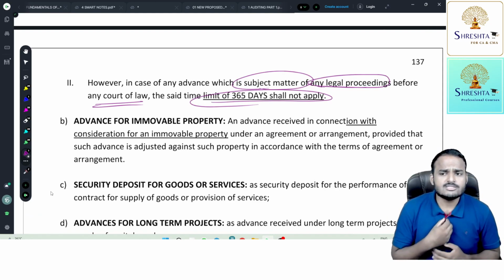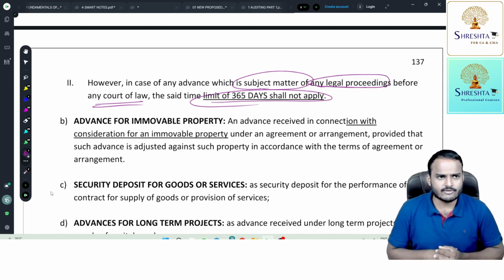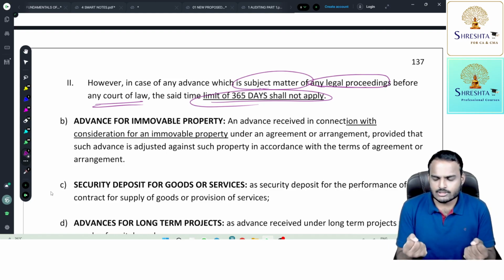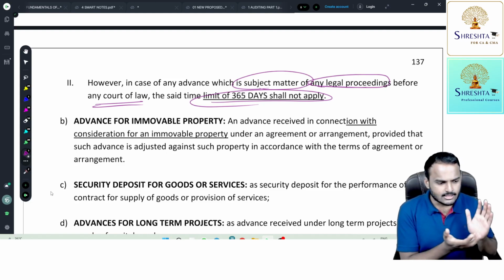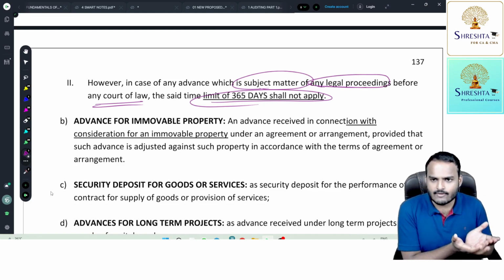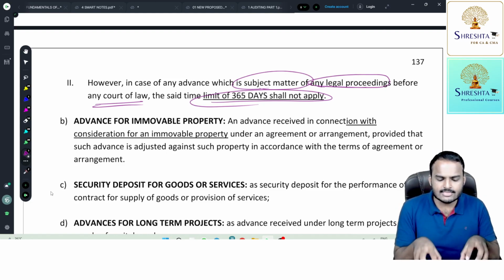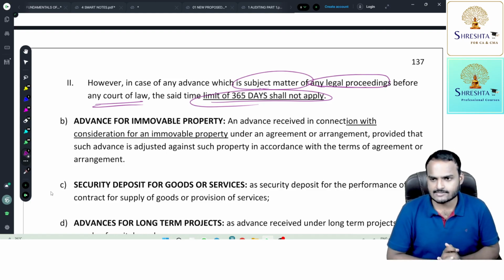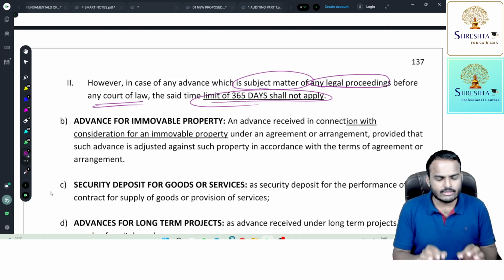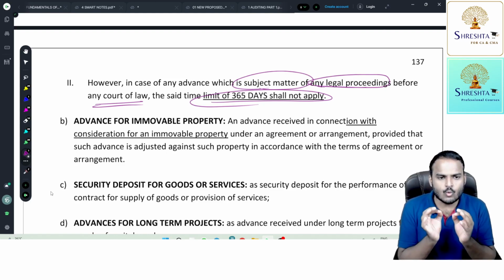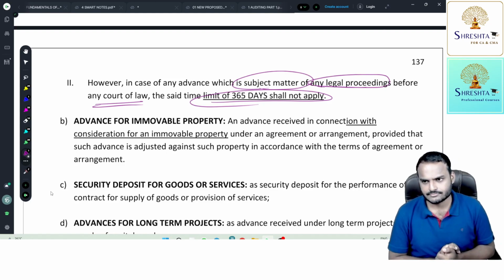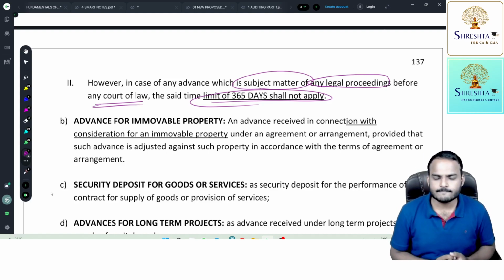Now suppose GMR Infra announced an infra project to the people. This is a total of 100 acres of land, and we are going to construct some 120 residential independent flats in this 100 acres. And those who want to purchase this property, pay me the advance. So, advance for immovable property.